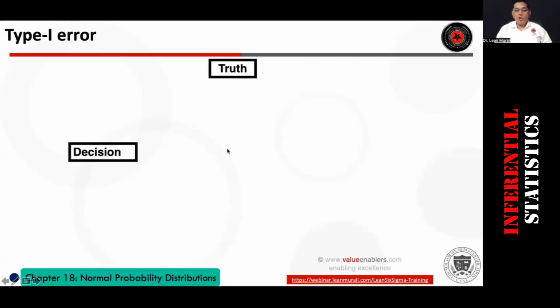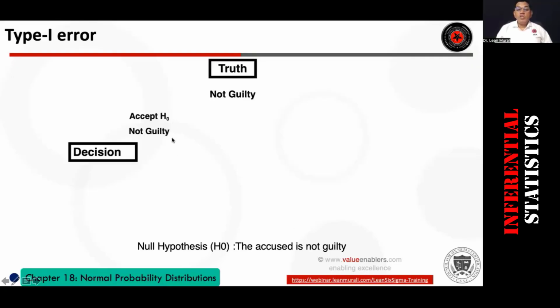So there is something called a truth. There is something called a decision. The decision might be in favor of the truth, or the decision might not be in favor of the truth. Suppose, let us say the null hypothesis is that the person who has been brought to the court, the accused, is not guilty, he is innocent. And the decision is, I have accepted the null hypothesis, which is he is not guilty. That is the correct decision.